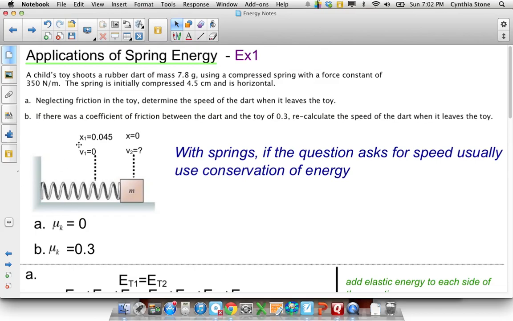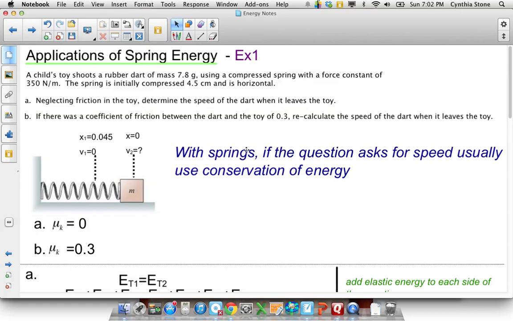And it says the spring is initially compressed 4.5 centimeters and it's horizontal. So there's my compression. And the idea is that when this toy releases, when you hit the trigger or whatever, the spring releases. And once the spring is not stretched anymore, when x equals 0, the dart still has speed, and that's why it leaves the toy, and it's got momentum. It's not locked in position, it's free to move. So these two things are not connected right there. It's asking us to determine the speed of the dart when it leaves the toy.